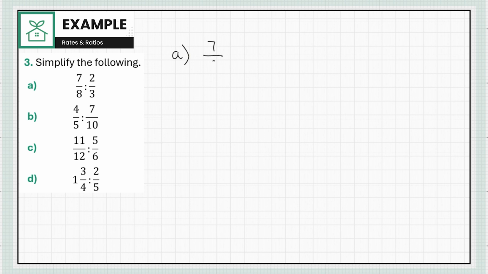We have 7 over 8 to 2 over 3. Right. So the easiest way to think about this is to almost view this as if we were doing addition and subtraction of fractions. We want to get a common denominator, so we're going to do an operation with them. And the easiest common denominator, not necessarily the lowest common denominator, was found by multiplying our two denominators. So 8 times 3 is 24.